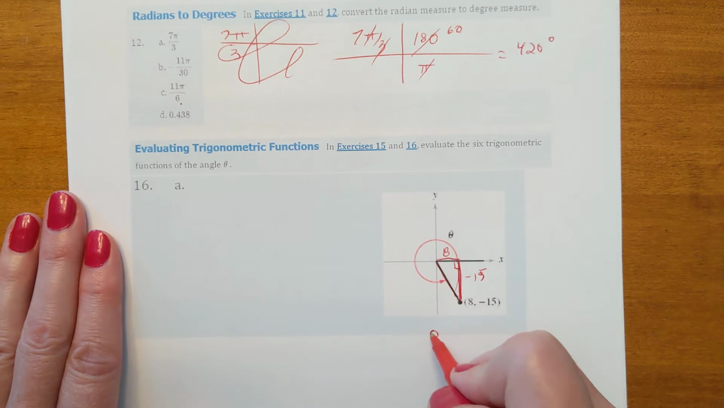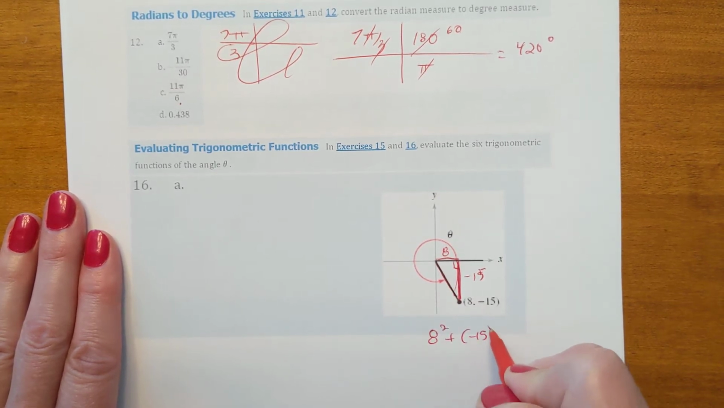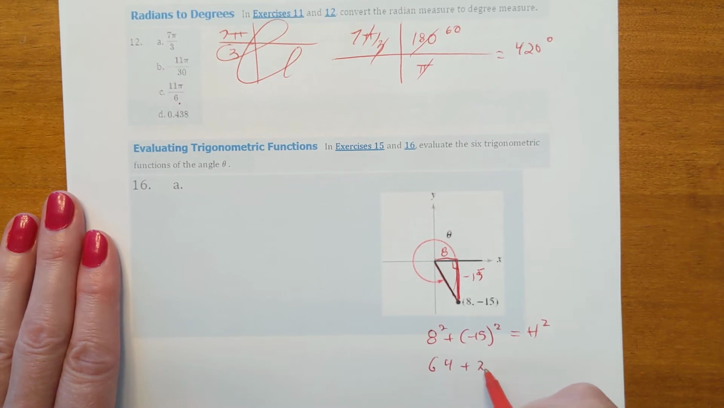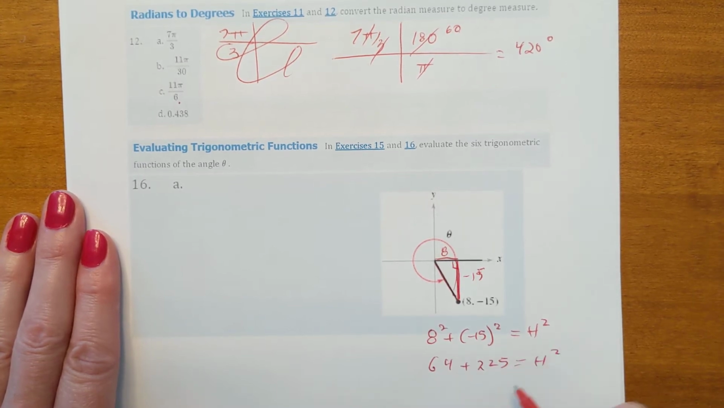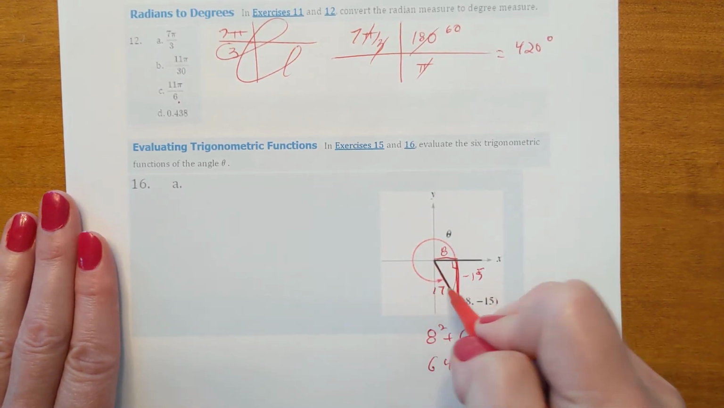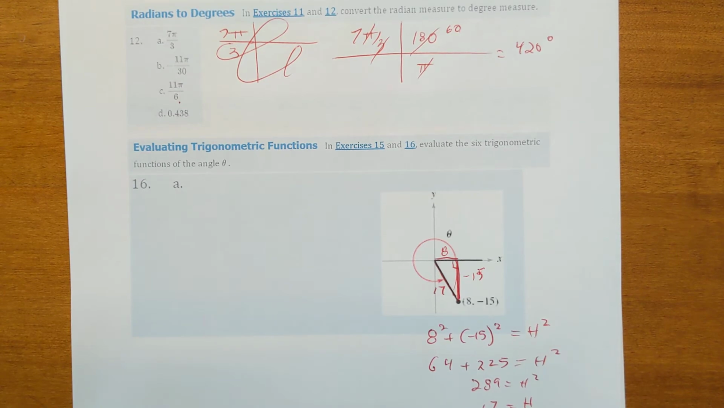So square the legs, and that equals the hypotenuse squared. So you get 64 plus 225, which is 289, and then the square root of that is 17. Now I know it's plus or minus 17, but the radius is always going to be a positive number on these triangles, so it's a positive 17.